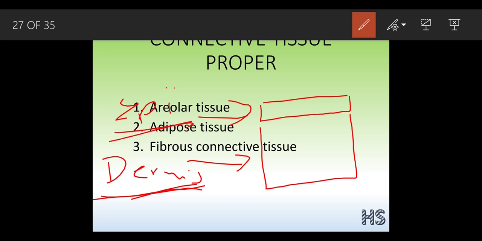What is the function? It helps to make your skin elastic, and it also helps to withstand pulling strain. As our skin is quite elastic, it also protects from mechanical damage. Because this skin is very elastic, it gives flexible support to our body at the same time.